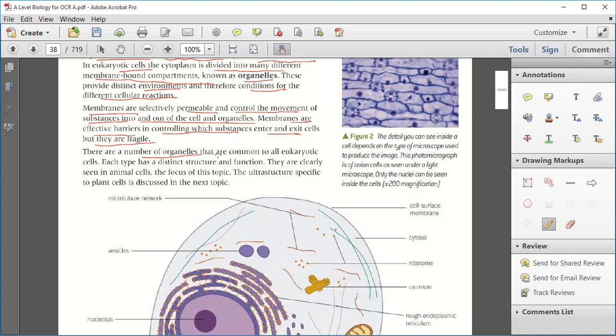Now there are a number of cell organelles that are common to all eukaryotic cells. Each has a distinct structure and function. In eukaryotic cells, so many cell organelles are common, and each has a distinct structure and function. They are clearly seen in animal cells, and we focus on this here. Some are only found in animals and some are only found in plants. The ultrastructure specific to plants is discussed in the next topic.